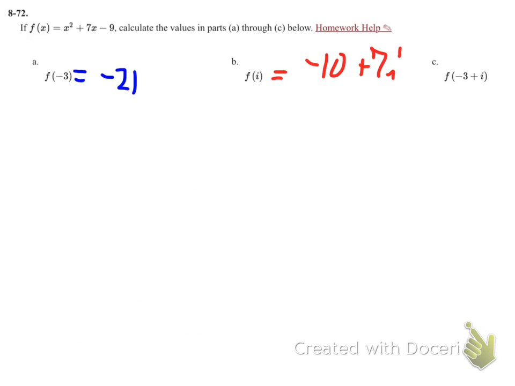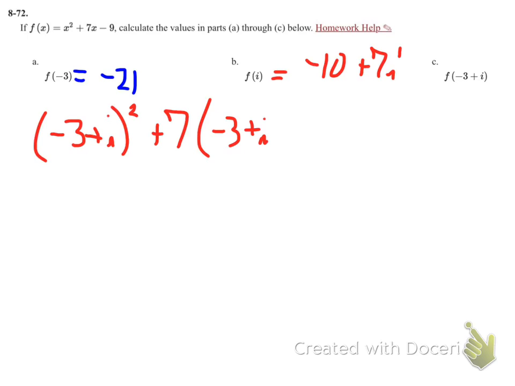Then taking a look at problem C, again, I'm going to replace x with -3 plus i. So -3 plus i quantity squared plus 7 times -3 plus i minus 9. Taking a look at this part right here, if I'm going to square that, I'm going to set up a generic rectangle and multiply that out. So I'm going to switch to a different screen here quickly.